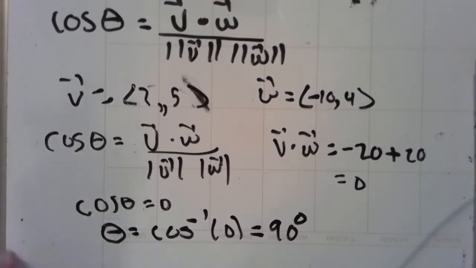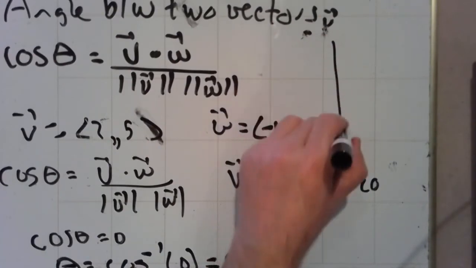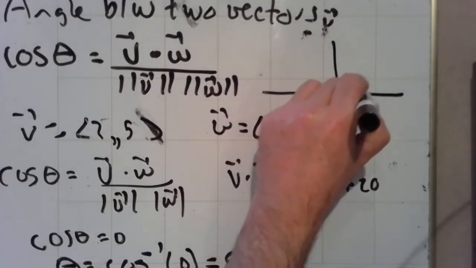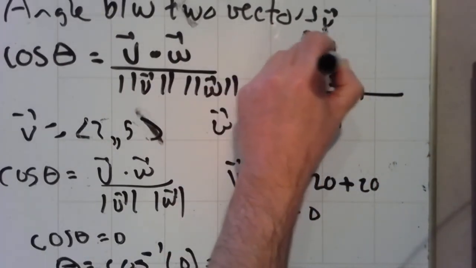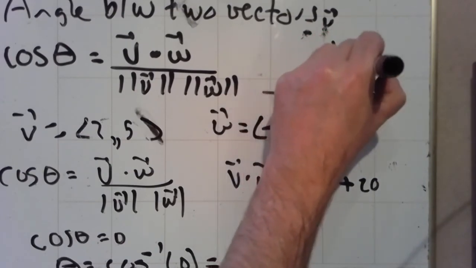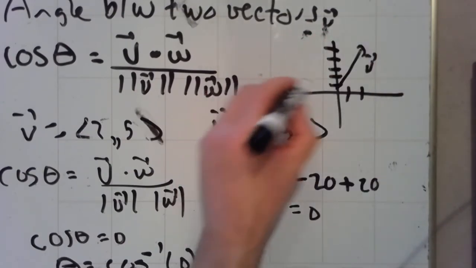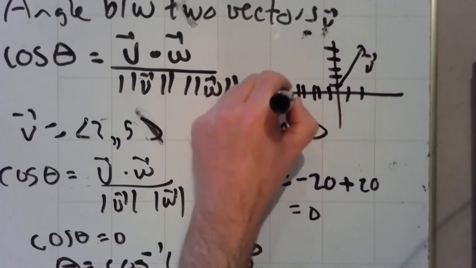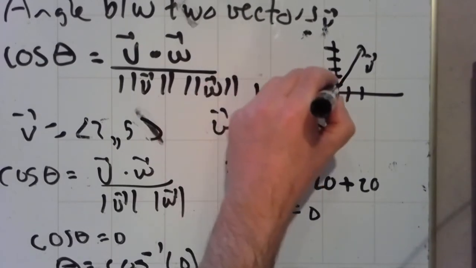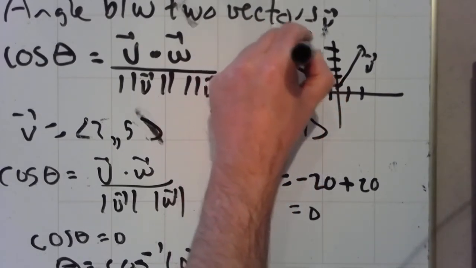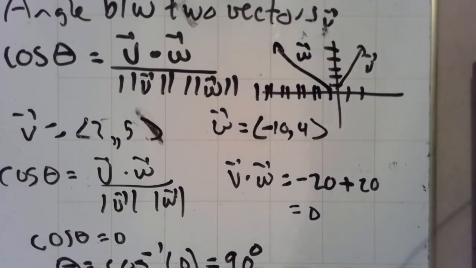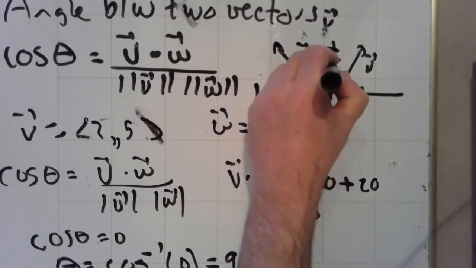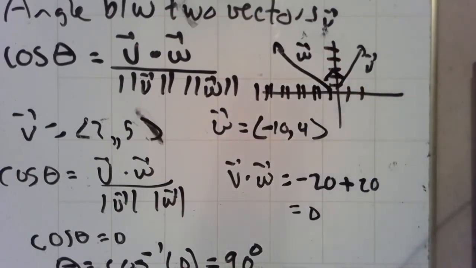Let's draw these guys in standard position and look. Here's v over 2 up 5. W is 2, 3, 4, 5, 6, 7, 8, 9, 10 over, 4 up. W looks about like that. That angle is clearly not 0. Look at that angle. Those are perpendicular or orthogonal.